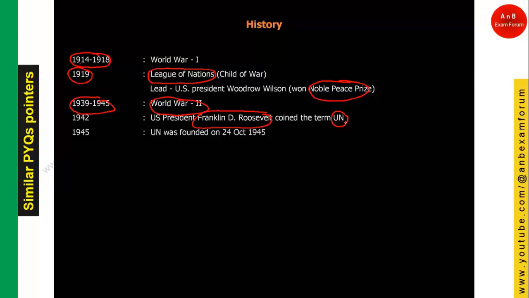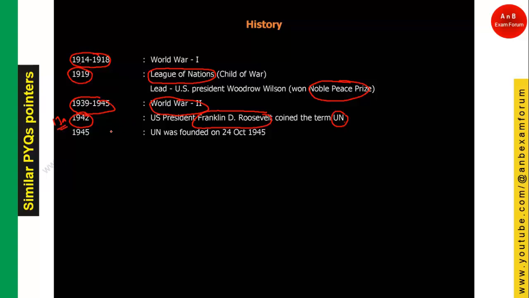And this terminology United Nations was coined by Franklin D. Roosevelt. Okay, Franklin D. Roosevelt is the person who coined this terminology. We have seen this question in one of the exams. It happened, I think, on 1st January 1942, more specifically 1st Jan.